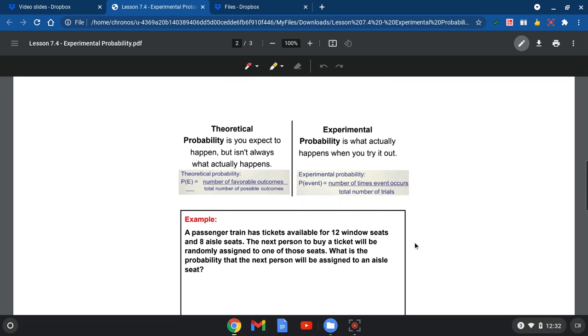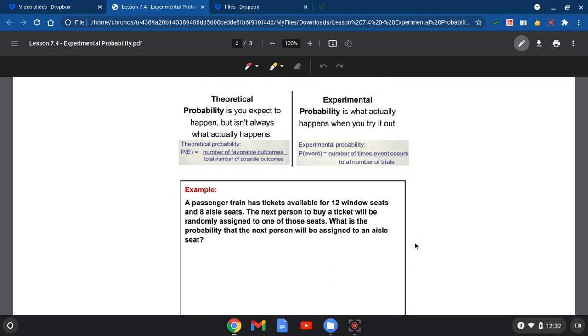Here's an example. A passenger train has tickets available for 12 window seats and 8 aisle seats. The next person to buy a ticket will be randomly assigned to one of those seats. What is the probability that the next person will be assigned to an aisle seat?